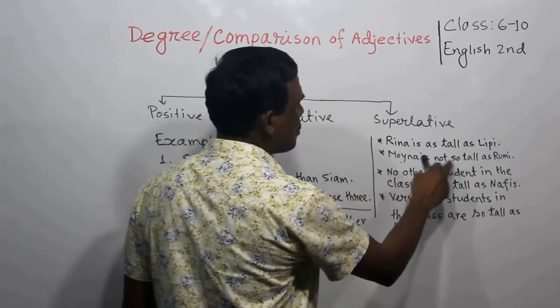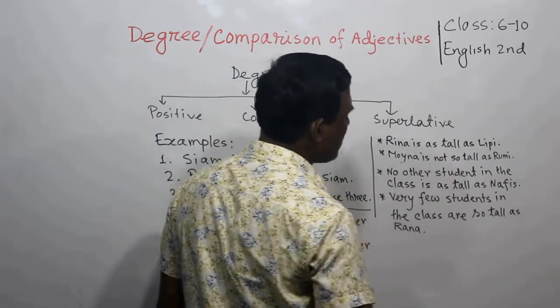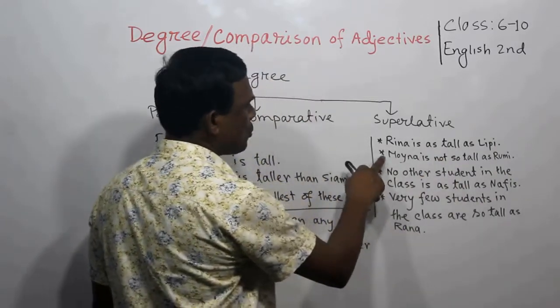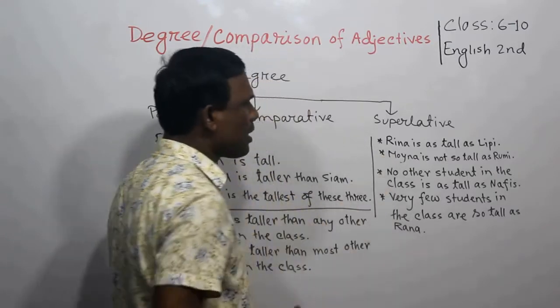Moina is not so tall as Rumi. The sentence shows comparison and expresses inequality.